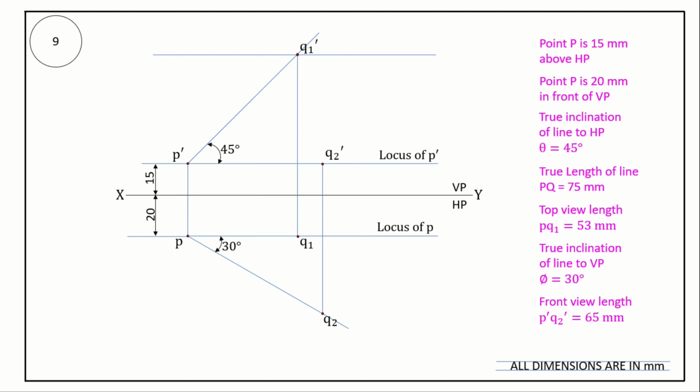Now from the point Q1 dash, draw a parallel line to XY. This line is locus of Q dash. Similarly, from the point Q2, draw a parallel line to XY. This line is locus of Q. Now, we know the front view length equal to 65 mm. We know the top view length equal to 53 mm. Also, we have drawn the locus of Q dash line and locus of Q line. Let us now locate the points Q dash and Q using the rotating line method.